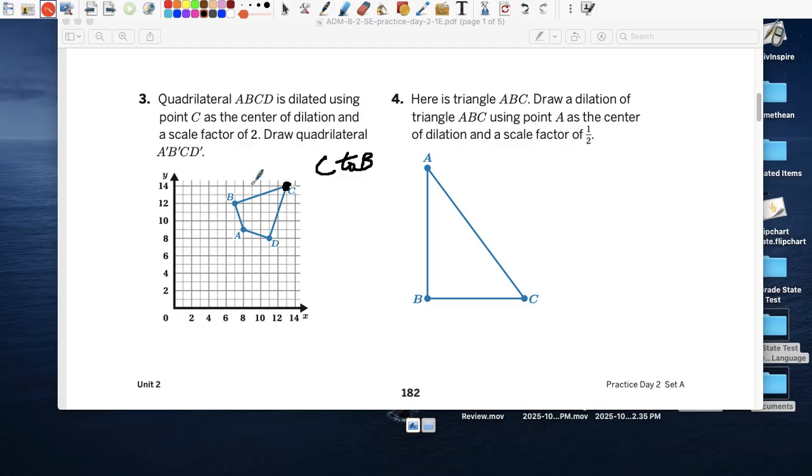To go from C to B, we're going 1, 2, 3, 4, 5, 6 to the left, and 2 down. So times 2, we're going to go 12 left and 4 down. So 1, 2, 3, 6, 7, 8, 9, 10, 11, 12, and then 4 down. 1, 2, 3, 4. There, and there's B prime.